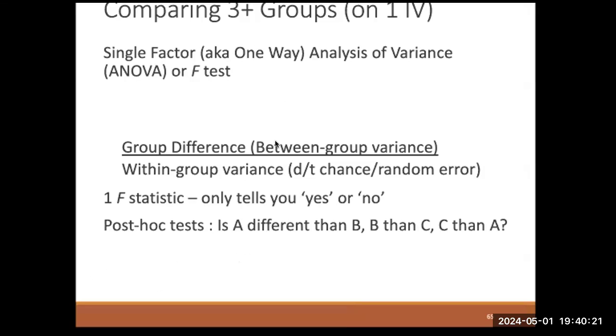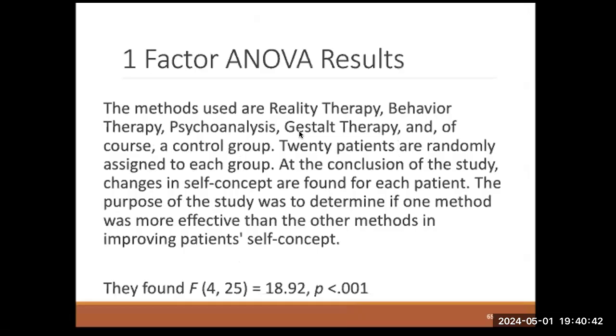ANOVA, remember, is the group difference. We're looking at the between group variance divided by the within group variance, and you're just figuring out, is that due to chance or random error? Remember, as I mentioned before, the F statistic only tells you if there's a difference, yes or no. It doesn't tell you where the difference is, and that's where you would do the post hoc test. And here's just an example of that result.